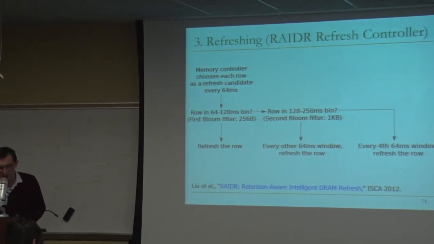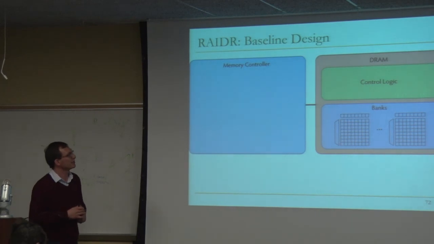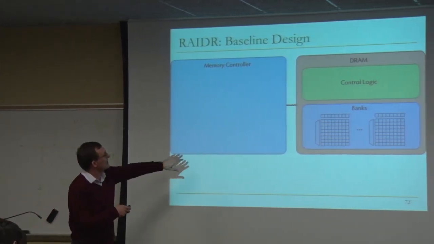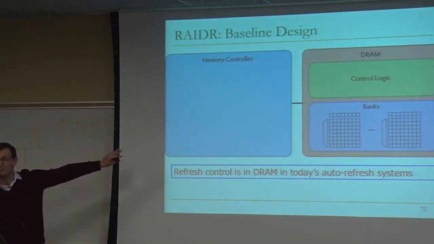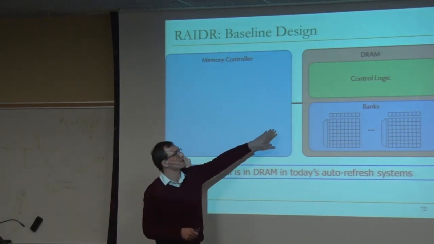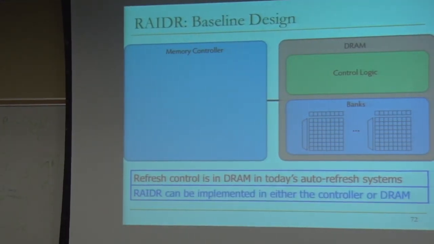And this is a little bit more detailed description. You can take a look at that here. So this answers your question a little bit. Today, in the baseline design, in today's memory system, refresh control is in DRAM. Basically, the memory controller sends an auto refresh command and doesn't even know which row is being refreshed. So how do you actually implement RAIDR?